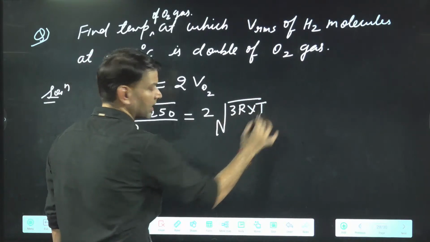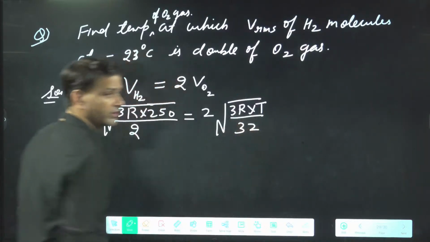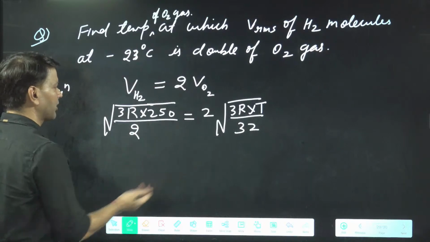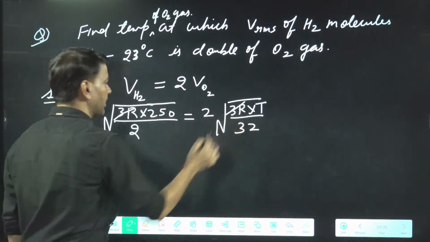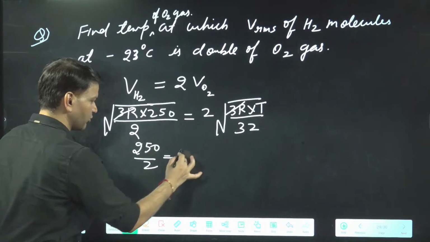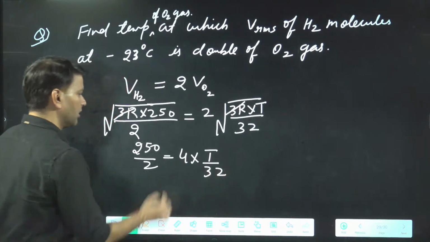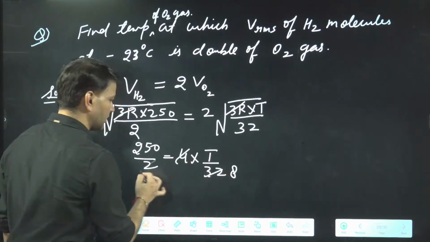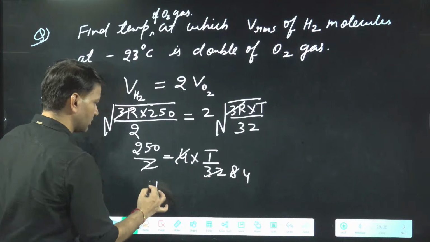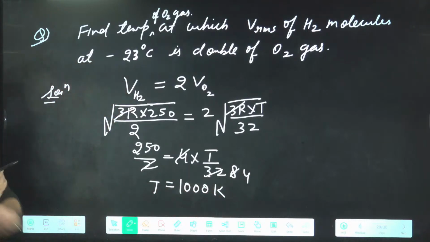times the temperature of the oxygen they are asking, suppose that is T, upon the molar mass of oxygen, which you will take as 32. Now square on both sides, so 3R gets cancelled out. Squaring, you will get 250 by 2 equal to 4 into T by 32. Now 4 8s are 32, and then here you have the 4, so T you get 1000 Kelvin.